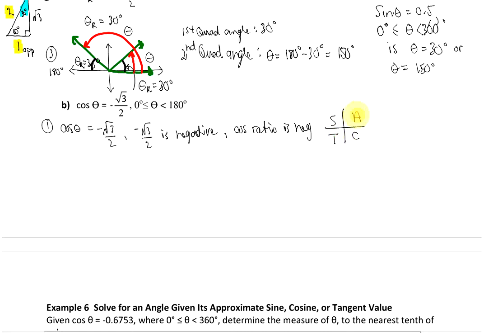And like I said, it can only be the first or the second quadrant. So we need to determine where our cosine is negative. Well, in the first quadrant, all our trig ratios are positive, so it can't be a first quadrant angle. But in the second quadrant, it's only sine that's positive. Cosine is negative here in the second quadrant. So therefore, theta is in the second quadrant.